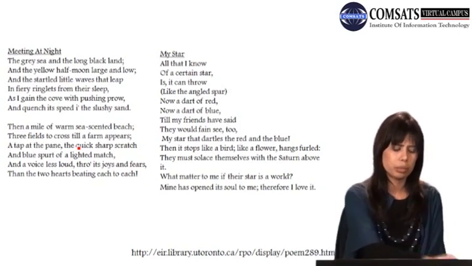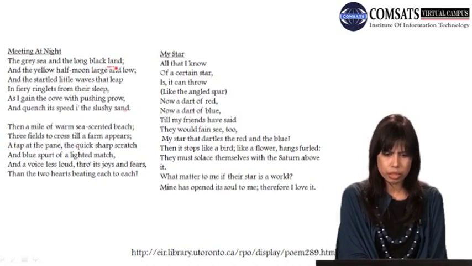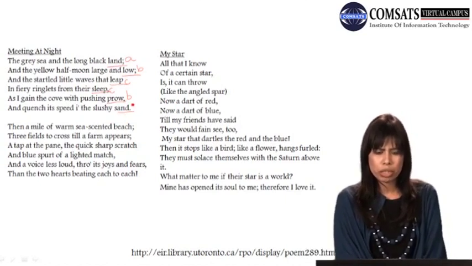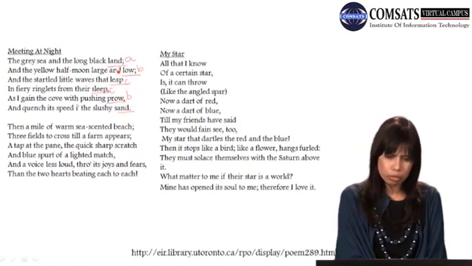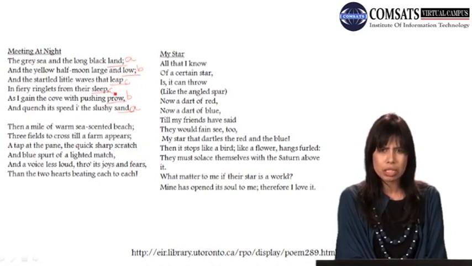You can see over here, this is land, low, again this is B, because low and pro both have the same sound. Okay, and you can notice over here which word has the same sound as sand. So here this is A. So the rhyme scheme for the first stanza is A, B, C, C, B, A.